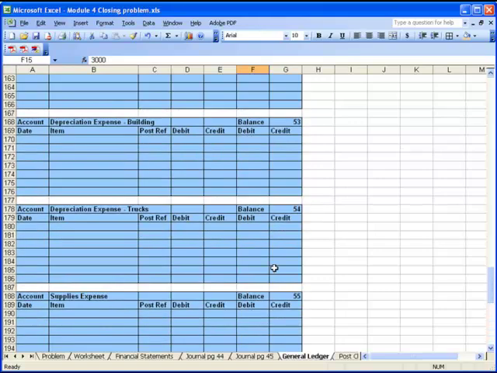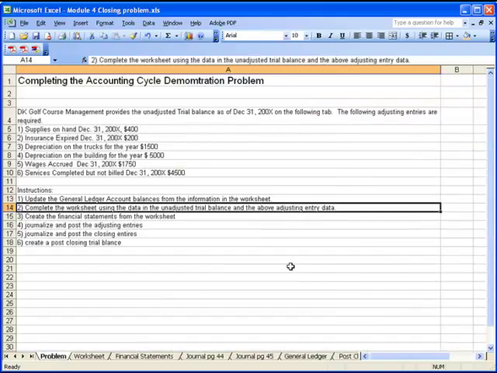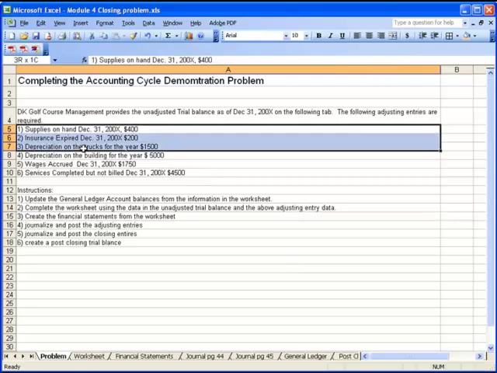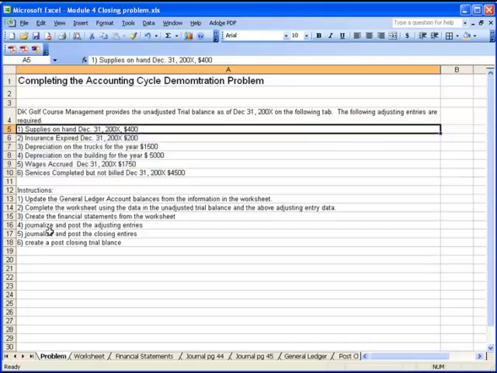to complete this problem. So let's go back to the problem instructions and say the next job we have is to complete the worksheet. And in order to do that, we need this information up here for our adjusting entries. And so we will take them one at a time, and we'll go to our worksheet. The first one says supplies on hand December 31st are $400.